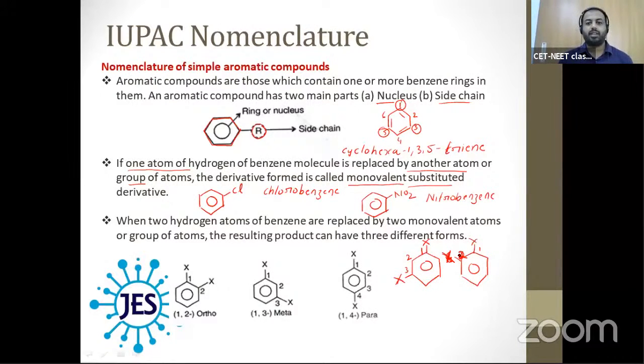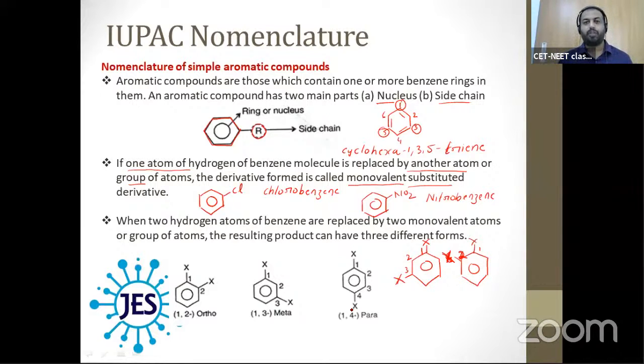Right. So apart from that, in the common system of naming, you might also come across terms like ortho, meta, para. Ortho is two substituent groups on adjacent carbon atoms. Meta, one carbon atom away. Para, right opposite. So 1 2 is ortho, 1 3 is meta, 1 4 is para. Yes, this is all you need to know with respect to naming aromatic compounds.